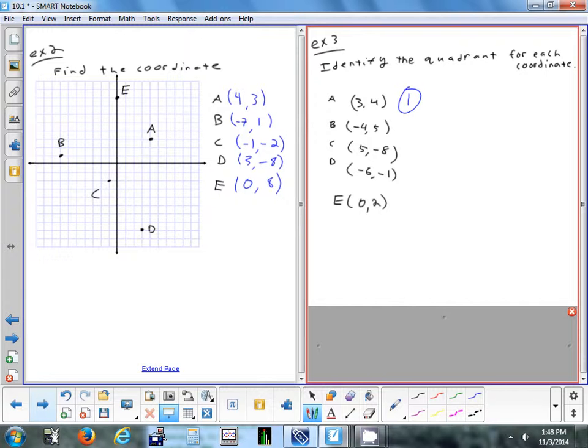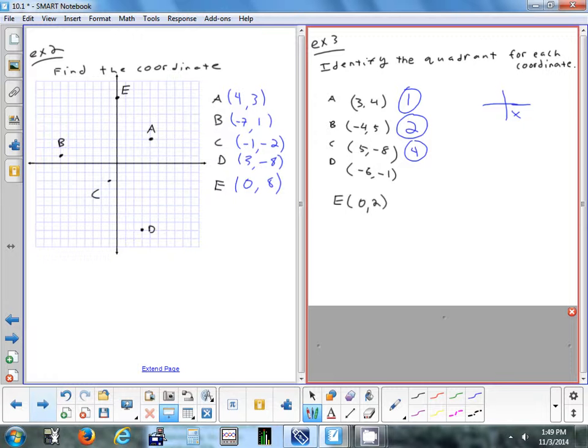How about -4, 5? 2. It's left and up. 2. Caleb, can you give me the C? 2. Let's see, so we're going right and down. 4. So if you go right and down, you're somewhere over there, which is which one someone said? 4. That's 4.